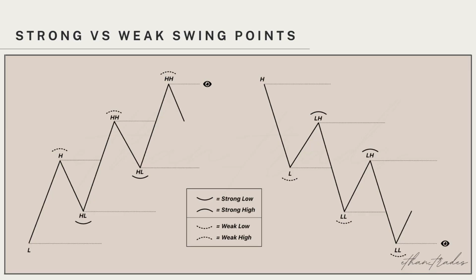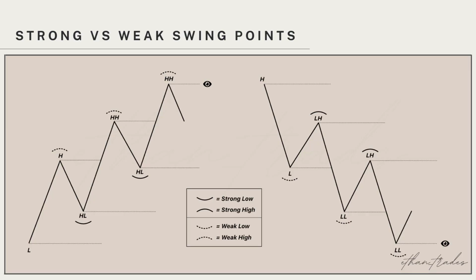In this schematic, you can see we have a very simple trend, bullish on the left and bearish on the right. Each one of the solid curves representing a strong swing point and a dotted curve representing a weak swing point. So on the left is the bullish example.